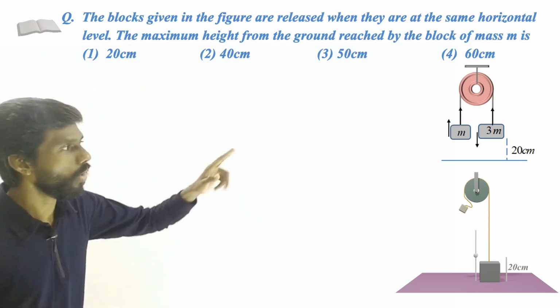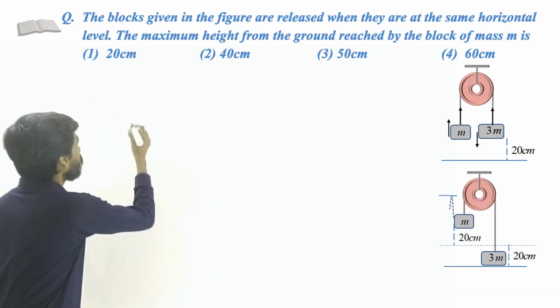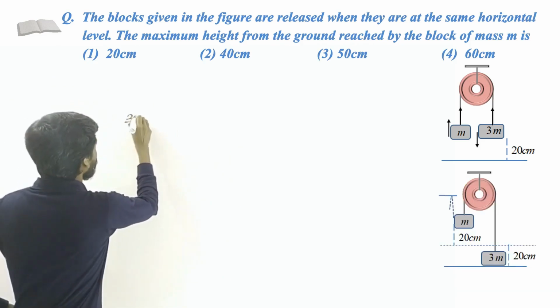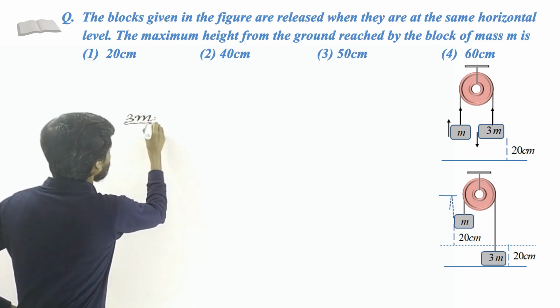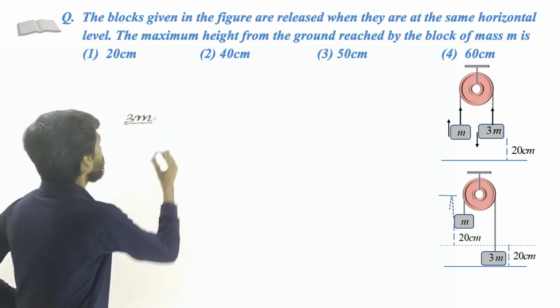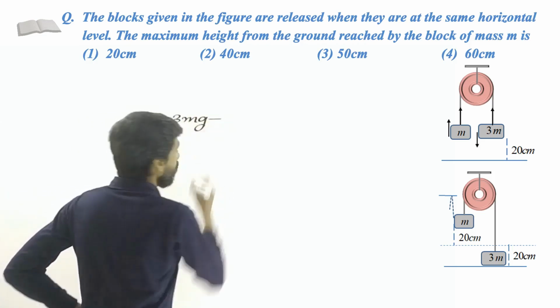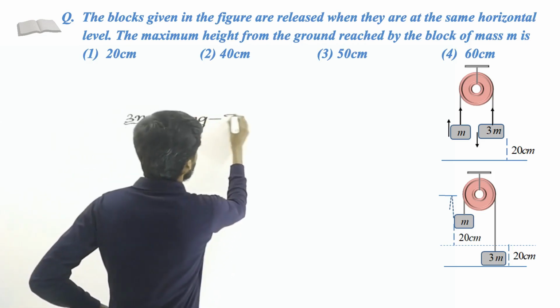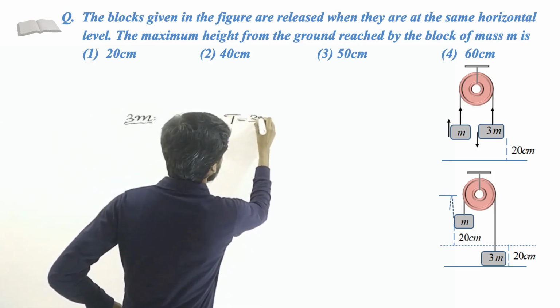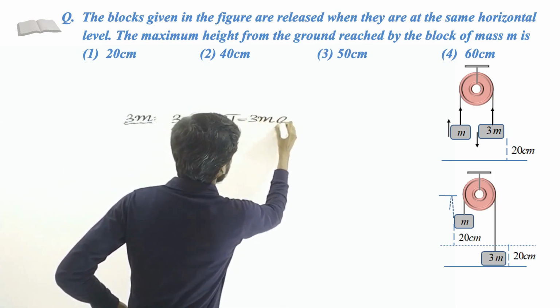Yes. Now for the 3m block, right? What are the forces acting on the block? For the 3m block, it is moving downwards, so that means the gravitational force. So 3mg in the downward direction minus the tension, which is acting in the upward direction, so minus tension, equal to mass times the acceleration, 3m multiplied by the acceleration.